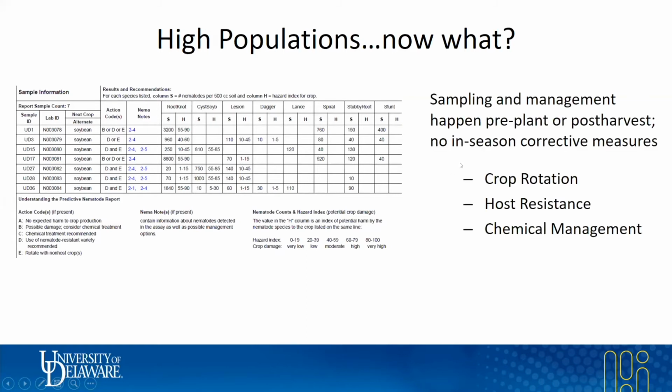Some of the things that are within our control to try to manage nematodes are thinking about crop rotation, host resistance, and chemical management. With nematodes, it's important to keep in mind that this sampling and the management piece is really going to happen before planting or after harvest. Unfortunately, once we're in the middle of the season, if nematodes start damaging the crop, there's not a whole lot you can do within a season to manage anything.